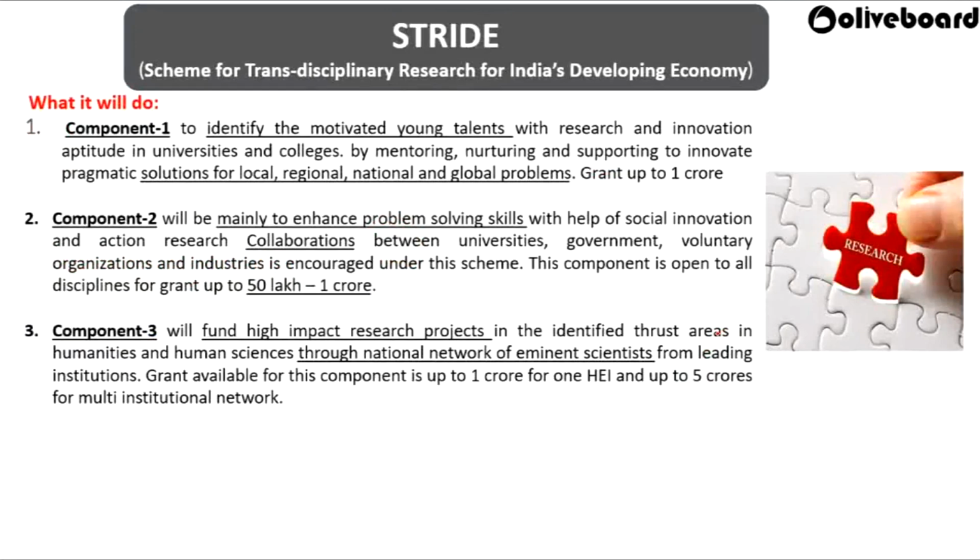So how will it be implemented? It will be implemented in 3 components: component 1, component 2, component 3. Component 1 will identify and motivate young talents with research and innovation aptitude. So here those students, those young talents who have a research and innovative aptitude, we are going to identify these people in the universities and colleges, and we will provide mentorship, nurturing, and support to innovate pragmatic solutions for local, regional, national, and global problems.